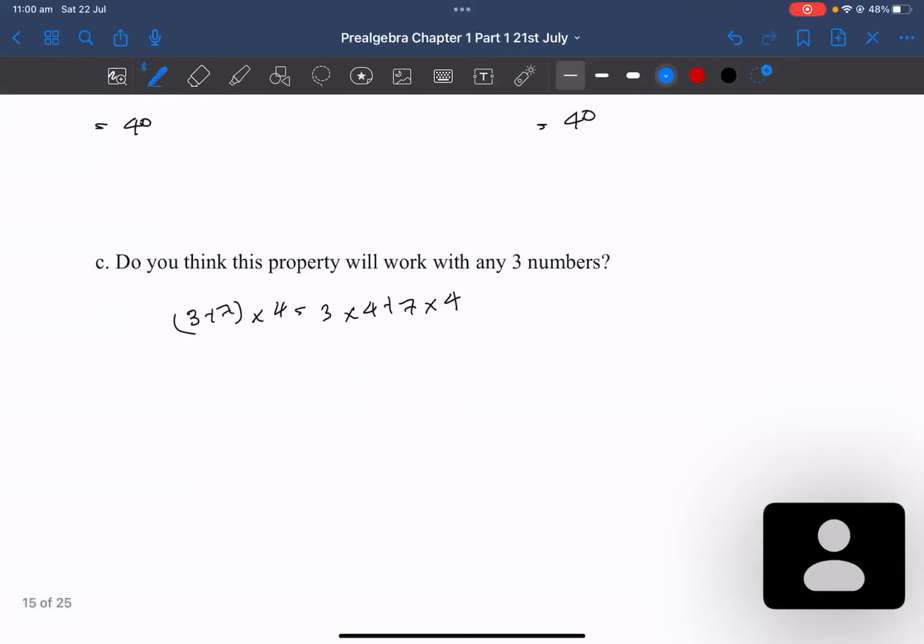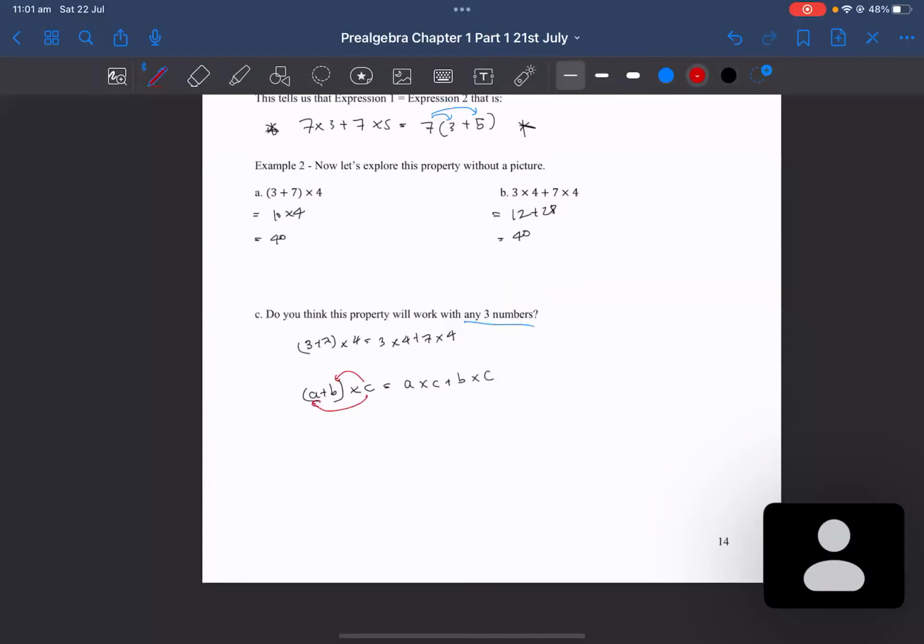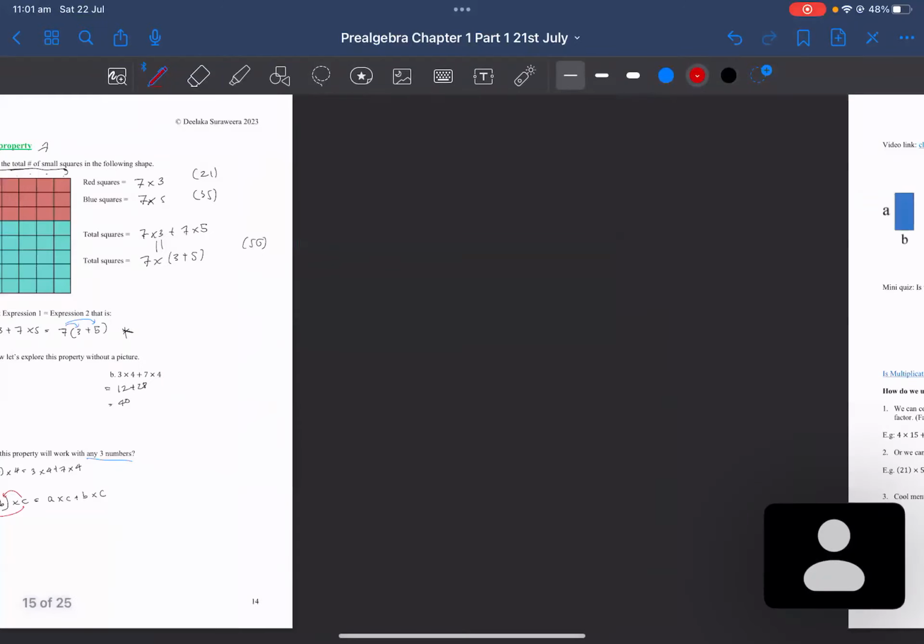But do you think this will work with any three numbers? If I give you A plus B times C, would that be equal to A times C plus B times C? Do you think that's what's going to happen? Yeah, right? This is called distribution, where you can distribute the multiplication over both numbers inside the brackets. A times C plus B times C. Right? So we'll leave it at that. We'll do more problems later on.